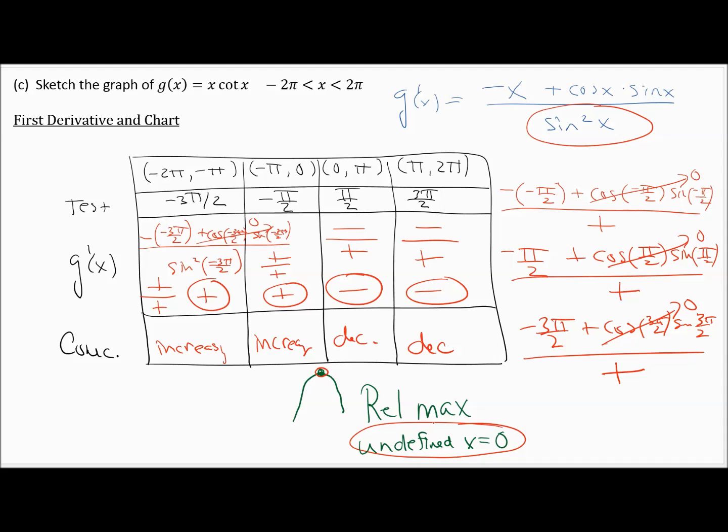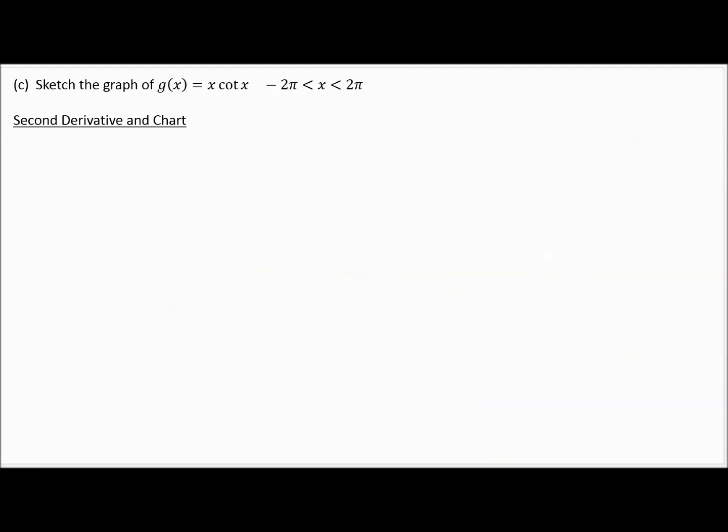Now let's take a look at the second derivative, which, warning, right now, has its own issues. Now, you remember the second derivative tells us where the function is concave upward if the second derivative is positive, or concave downward if the second derivative is negative. It also gives us inflection points, which is where the function changes concavity.